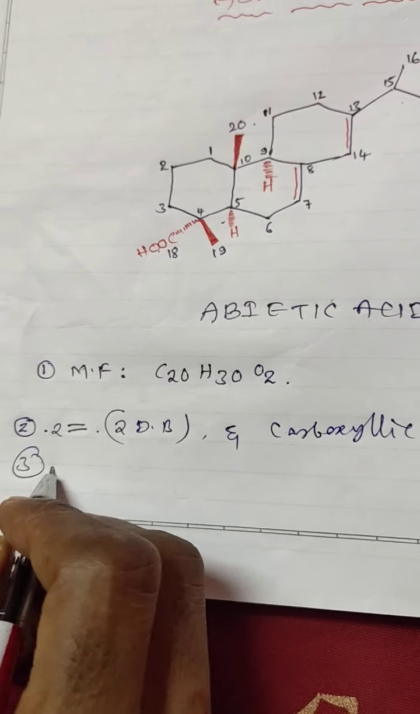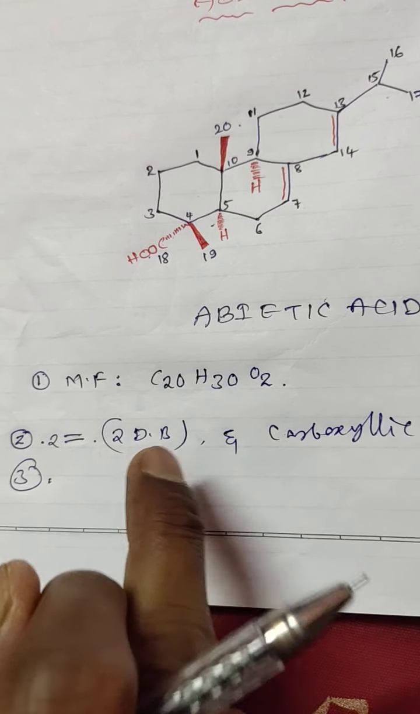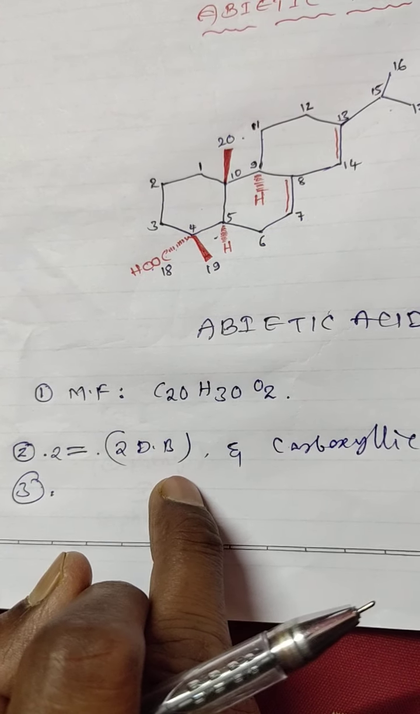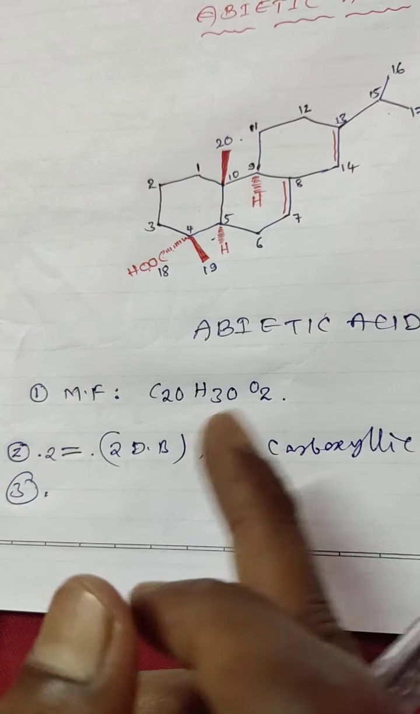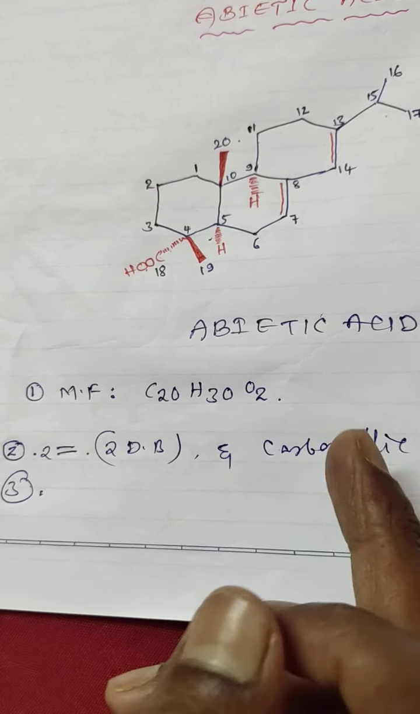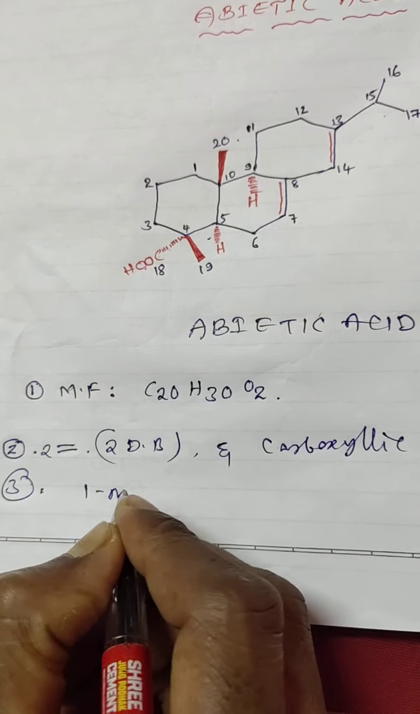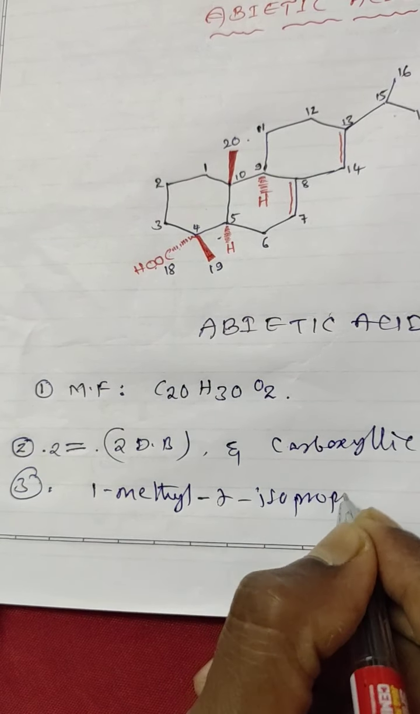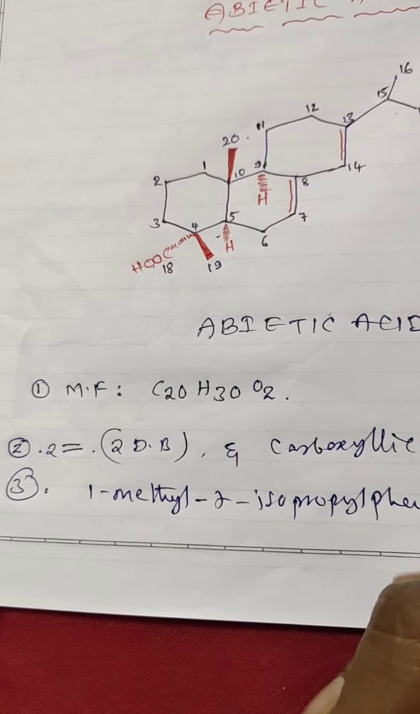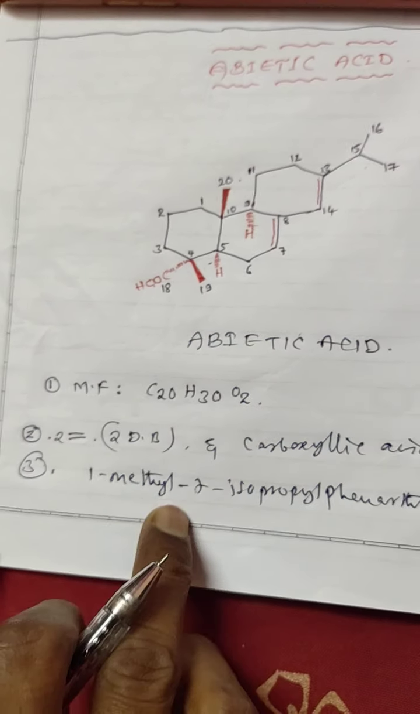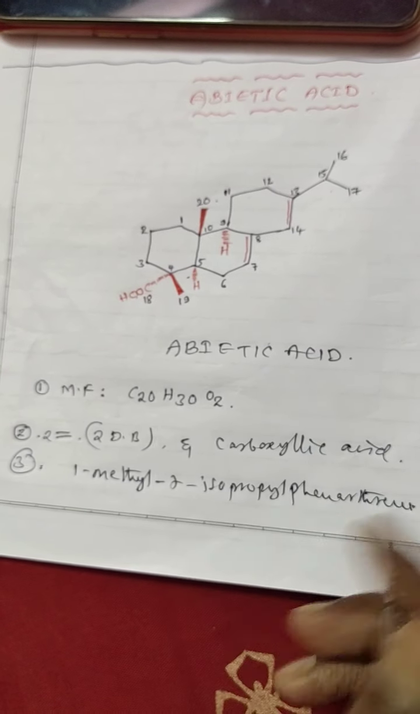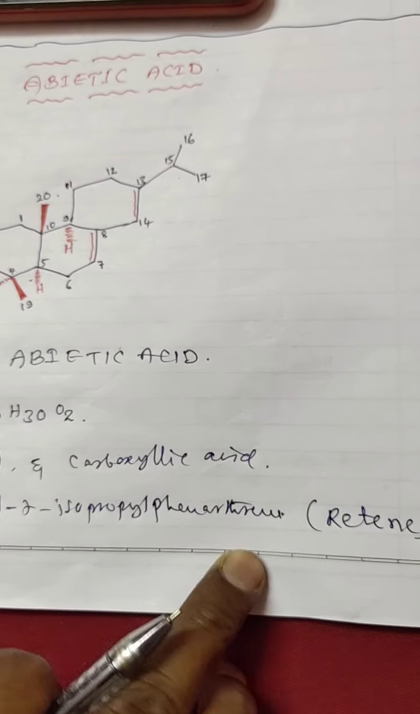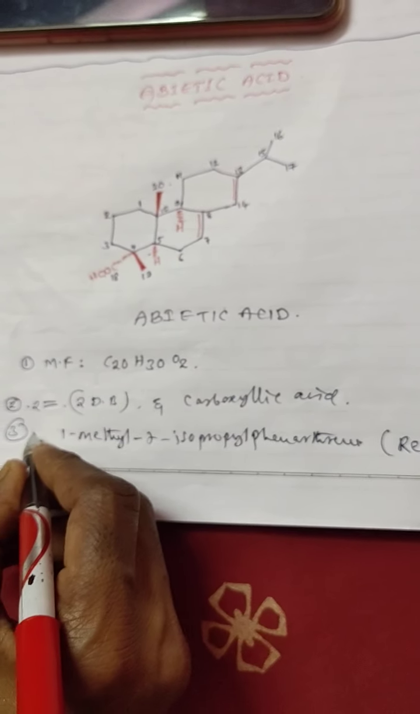Next, third point: on dehydrogenation with sulfur or selenium, abietic acid forms an aromatic hydrocarbon, which was identified as 1-methyl 7-isopropyl phenanthrene. What is that? 1-methyl 7-isopropyl phenanthrene. It is also known as retene, by oxidative degradation. So this is the third point.